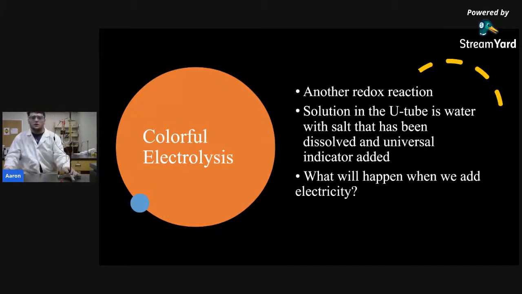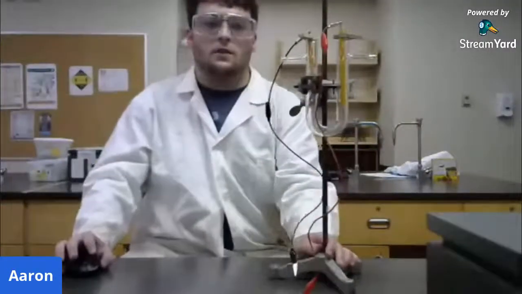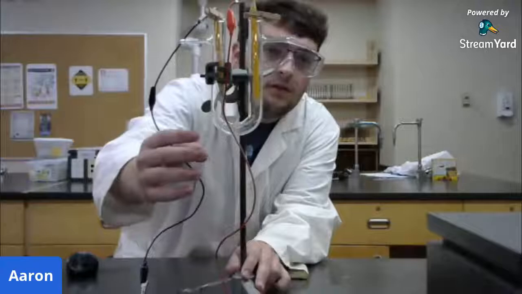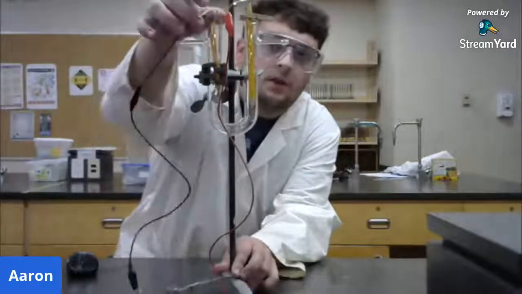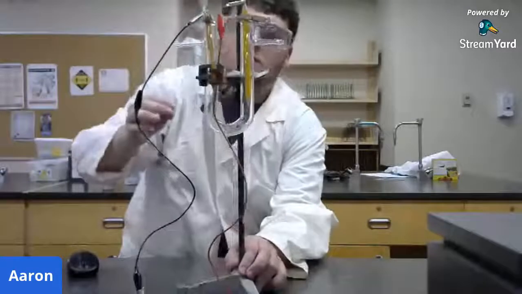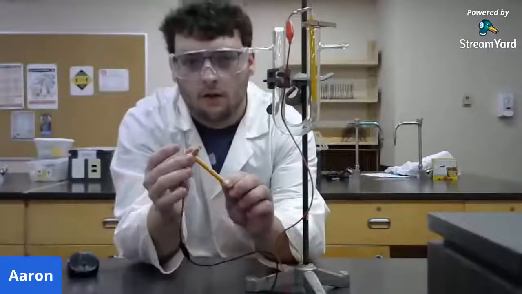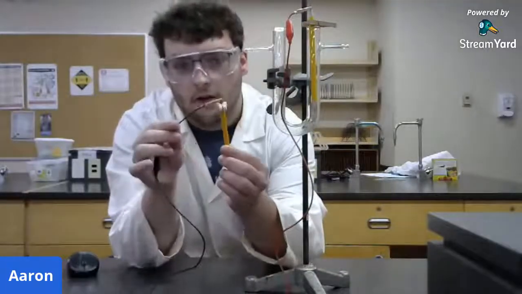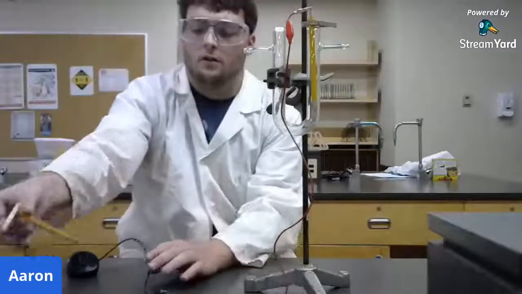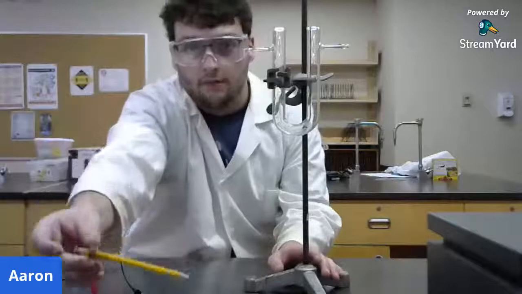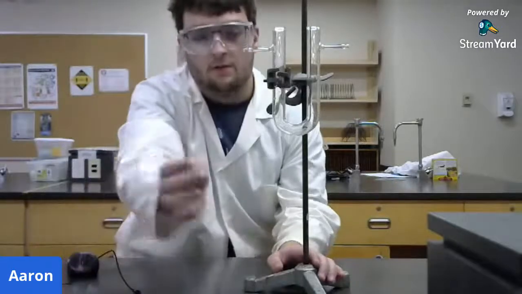So what we're going to do now is I'm going to take this. It's called the U-tube. Really cool looking thing here. And I have 2 pencils here. Each pencil has a clothespin on it and an alligator clip. And the alligator clip is attached to the pencil lead, which is made of graphite, which conducts electricity.